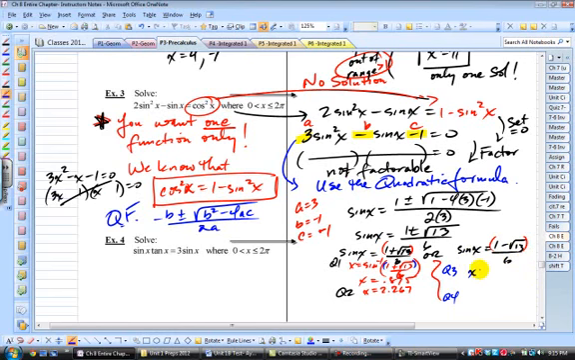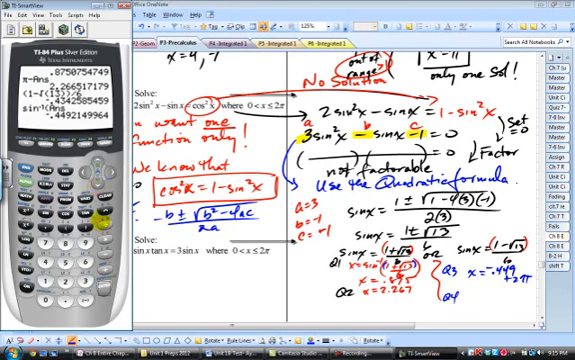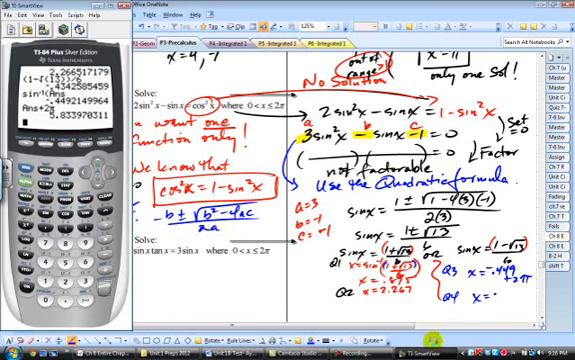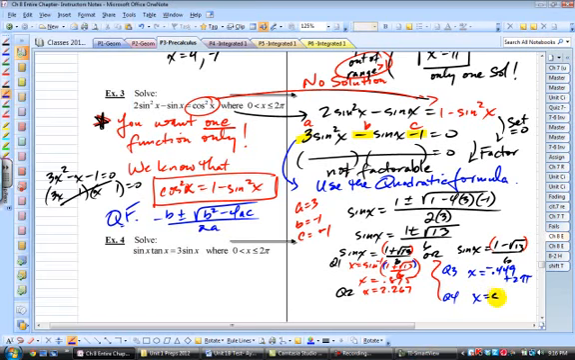So my first angle here is negative 0.449 radians, but that's quadrant 4. So I need to go coterminal to that. I need to add 2 pi to that to get my quadrant 4 angle. So I add 2 pi on the calculator, plus 2 pi, and I get 5.834. So x equals 5.834 radians. That's quadrant 4.